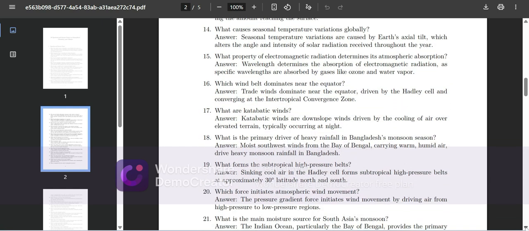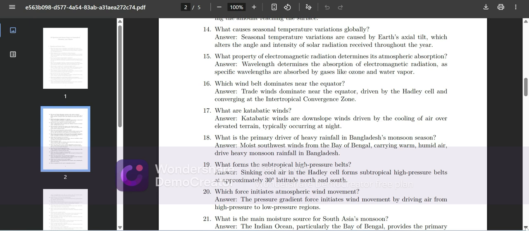What causes seasonal temperature variations globally? Seasonal temperature variations are caused by Earth's axial tilt, which alters the angle and intensity of solar radiation received throughout the year. What property of electromagnetic radiation determines its atmospheric absorption? Wavelength determines the absorption of electromagnetic radiation, as specific wavelengths are absorbed by gases like ozone and water vapor.